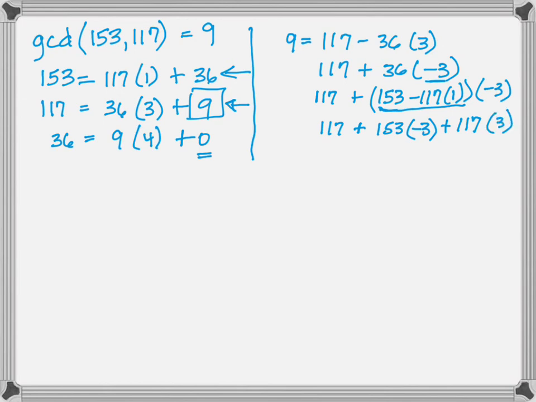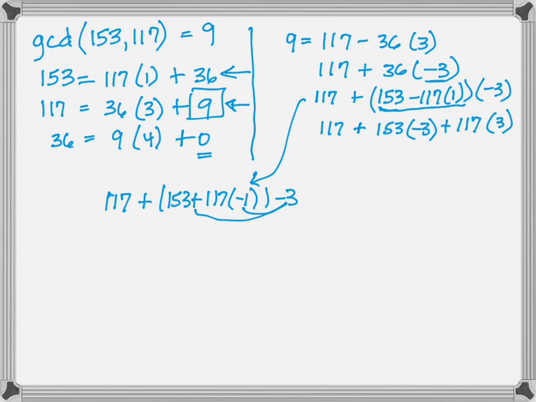If anybody needs to, here, I'll just do it over here. Let me just do the steps that I kind of glossed over there. It's 117 plus 153, and plus 117 times minus 1, and then this whole thing is times minus 3. So when you distribute the minus 3 here, you get positive 3. Here you still get negative 3. So 117 plus 153 times negative 3 plus 117 times positive 3.